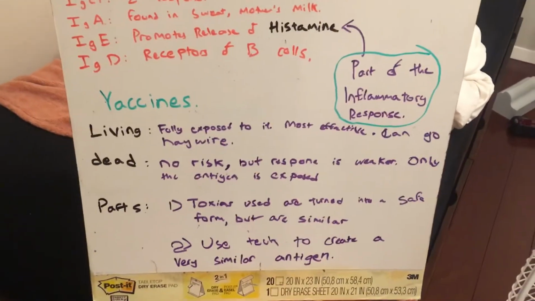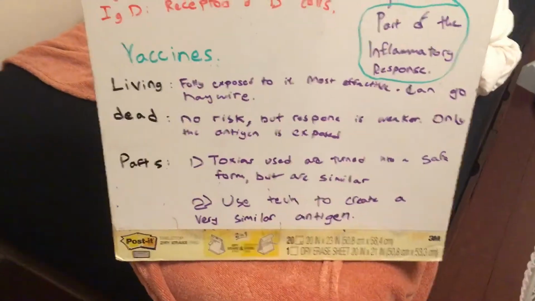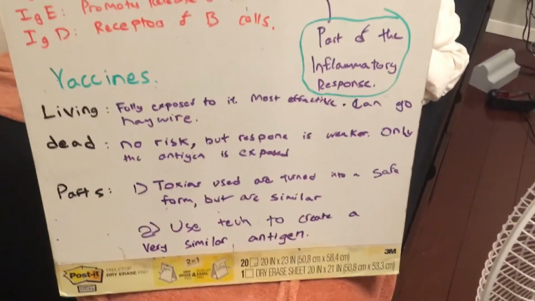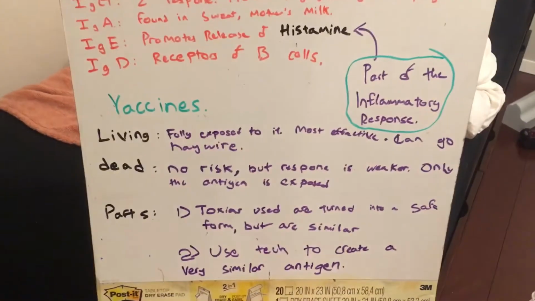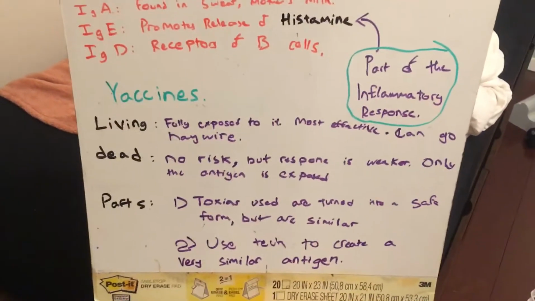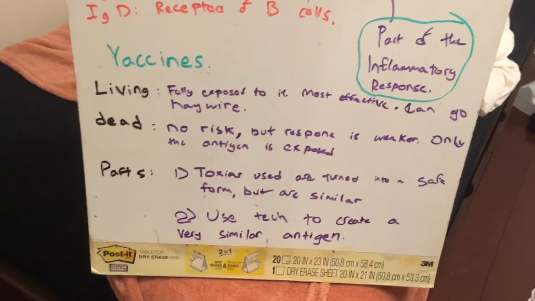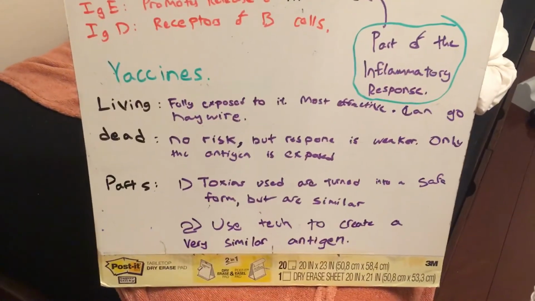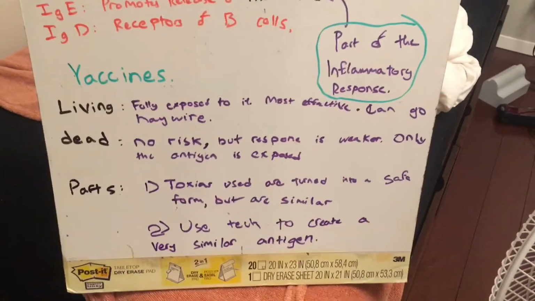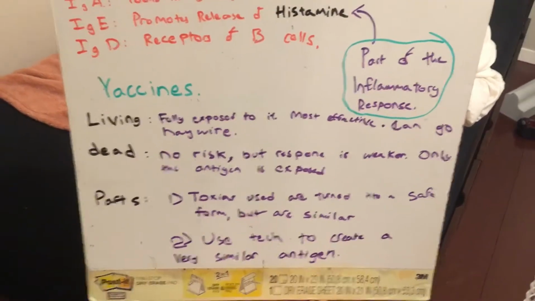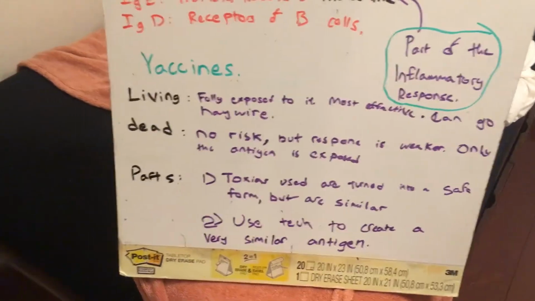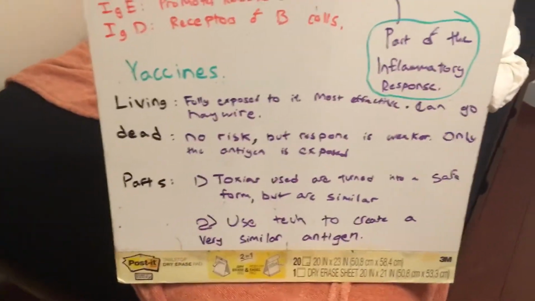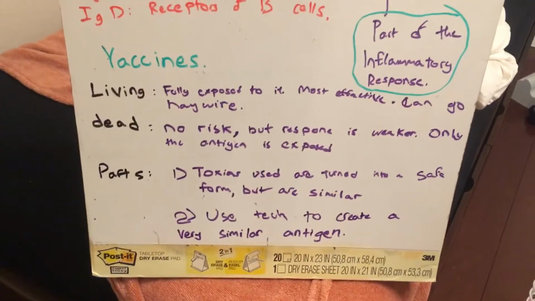The next type are dead pathogens. This is less effective, but it is good in cases where the patient is of a risk group or something like that. In this case, the methods of attacking and toxins and stuff like that are not exposed to the immune system. Only the antigen is exposed, so the body does have some learning, but it's not that effective.